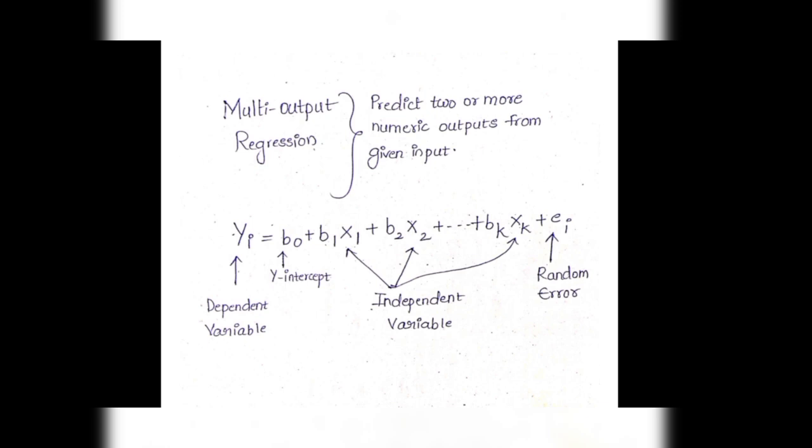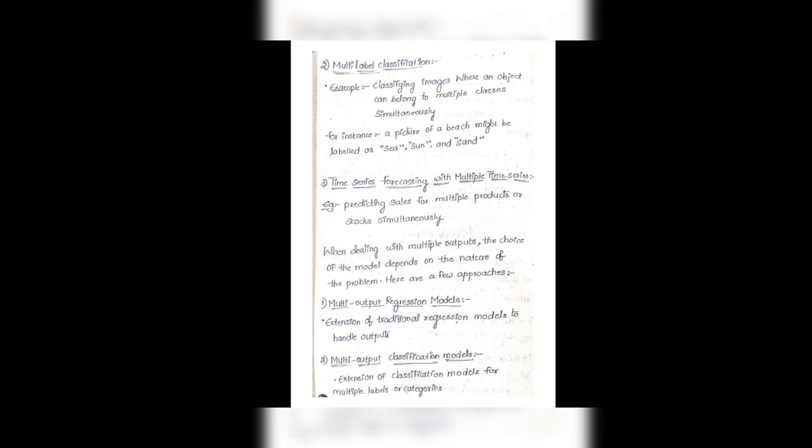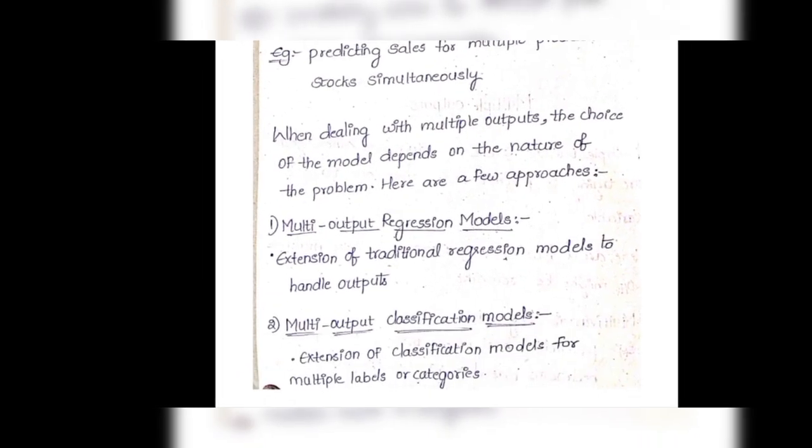This is the formula for multiple outputs, and these are the types: multiple regression types and multiple label classification. That is the multiple outputs topic, and we have completed multiple regression.